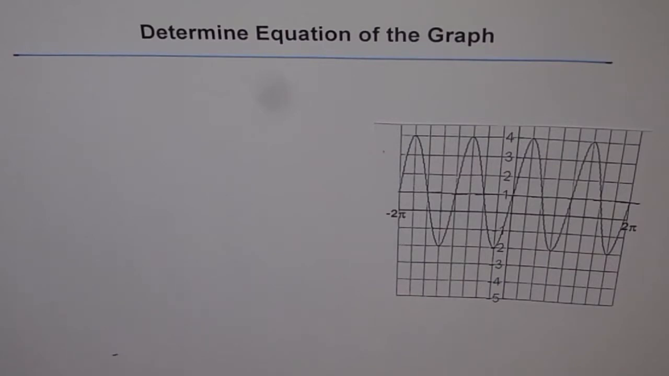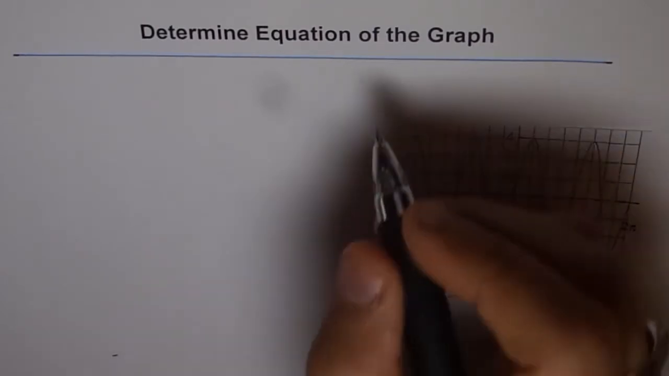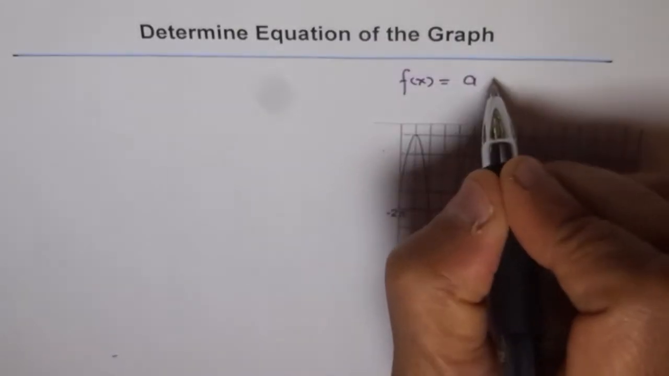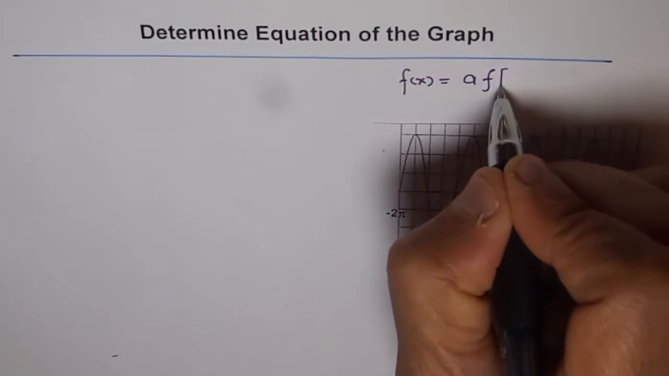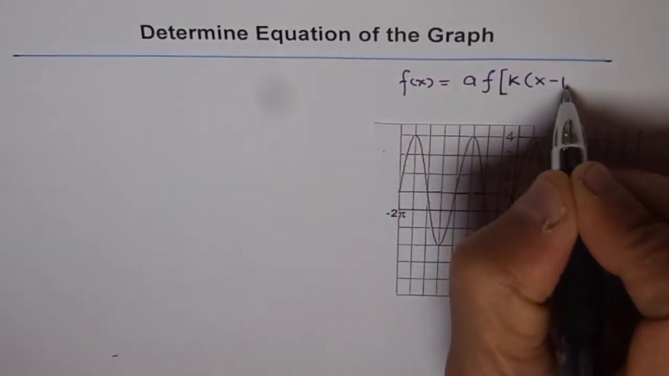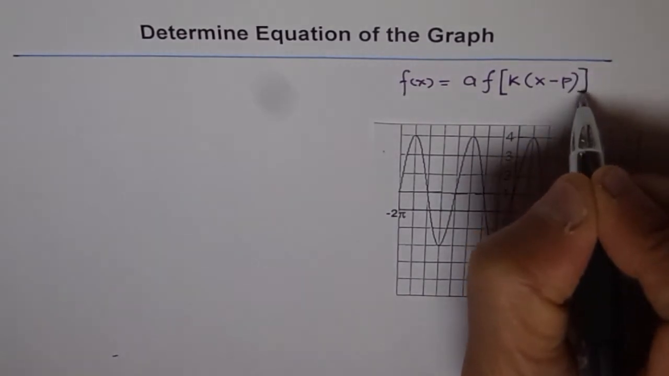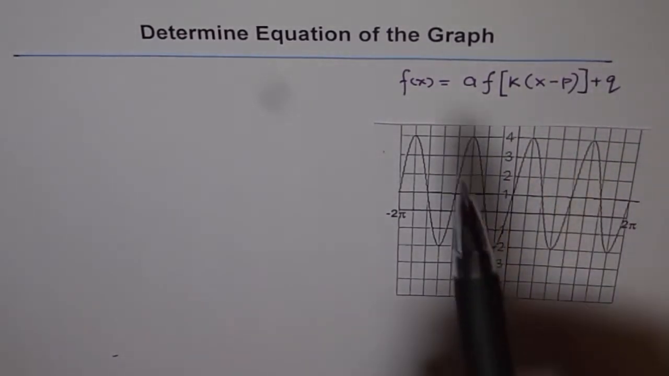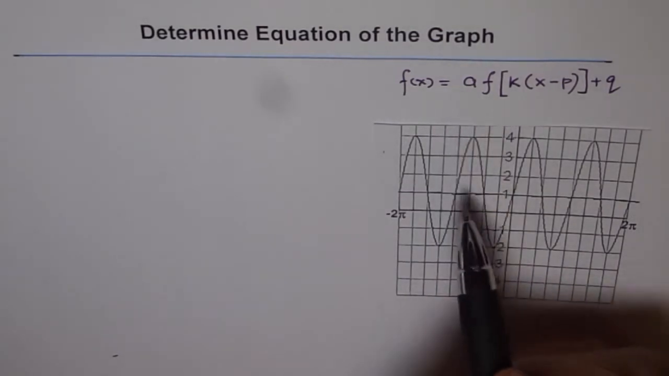Okay, so for all these graphs we'll use the general form of the equation, which is f of x equals a times f of k times (x minus p) within bracket plus q. Here a is the amplitude of our sine function.